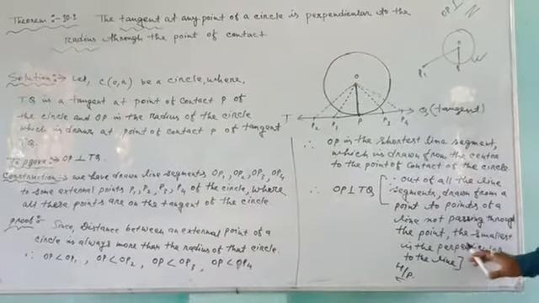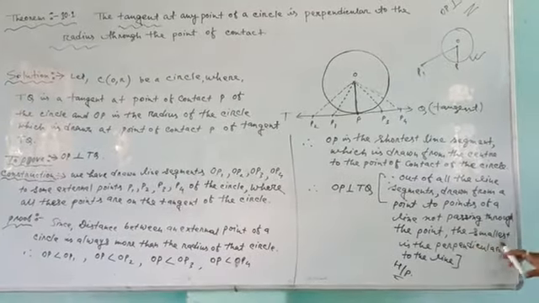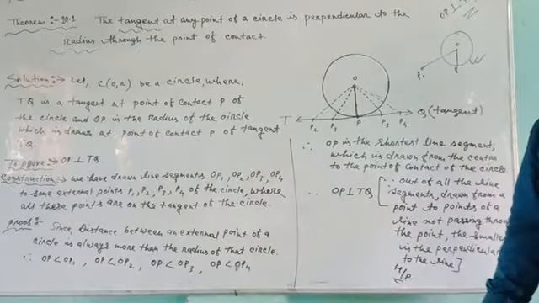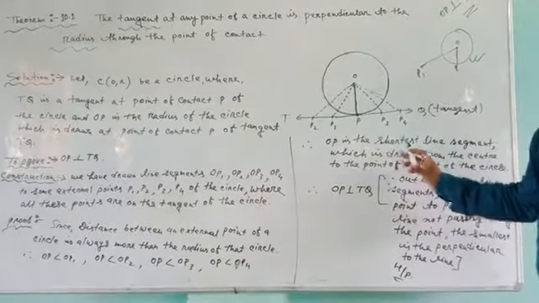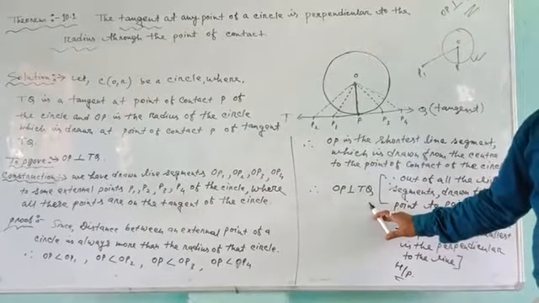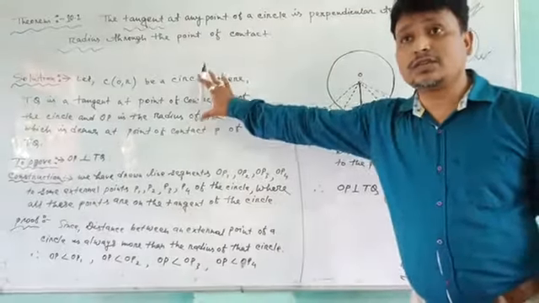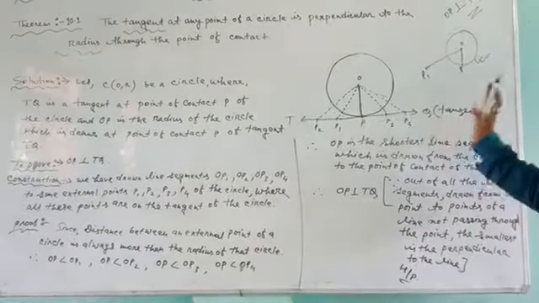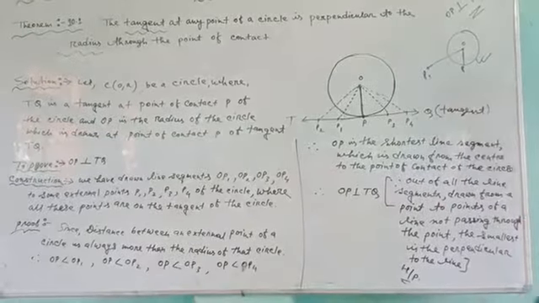And which one is the shortest? In the rule already written, which one is shortest? That one is perpendicular to the line. So already we have proved that OP is the shortest. So OP is perpendicular to the line TQ. But what is TQ? In the introduction we already mentioned TQ is the tangent. So OP is perpendicular to the tangent TQ. Hence proved.